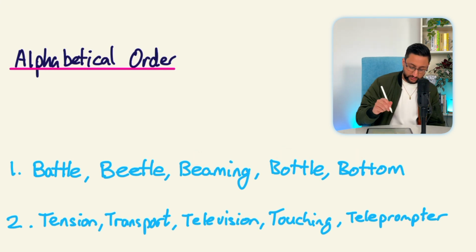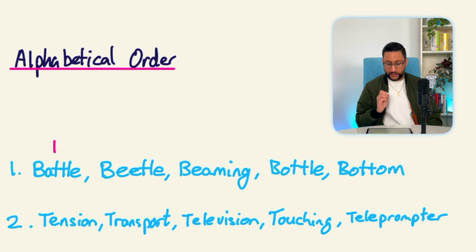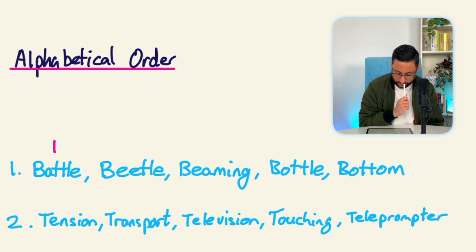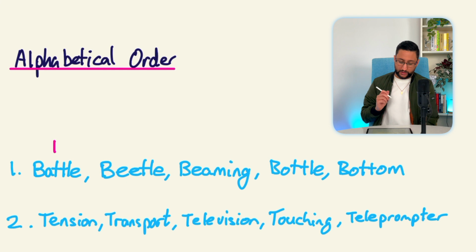So we're going to say battle's going to come first. We know that E comes before O, so we know bottle and bottom are going to be 4 and 5 in some sort of order, and beetle and beaming are going to be 2 and 3 in some sort of order. As I can't clearly see what the last one's going to be, I'm going to jump back to number 2 or position 2 and find out which one's going to go in that place.